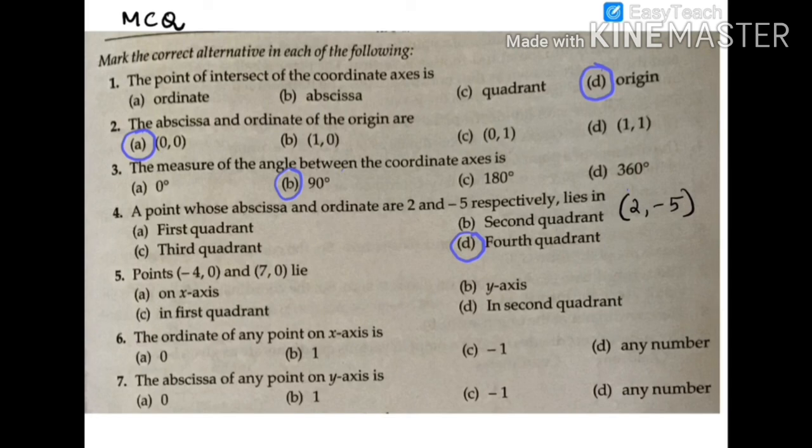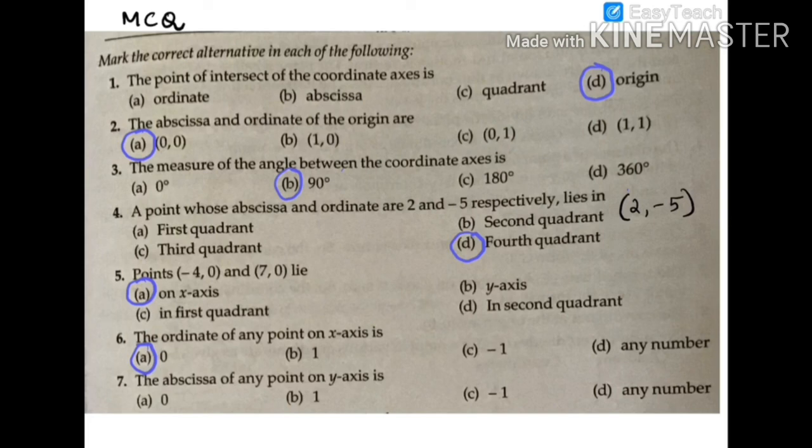Fifth question, points minus 4, 0 and 7, 0 lie on. Look at the coordinates of these 2 points. The y coordinate is 0. A point that has y coordinate 0 will always lie on the x-axis. So correct option is A. Question number 6. The ordinate of any point on x-axis is. A point that lies on the x-axis has its y coordinate 0 and the y coordinate is called the ordinate. So the ordinate will be 0. So the correct option is A.